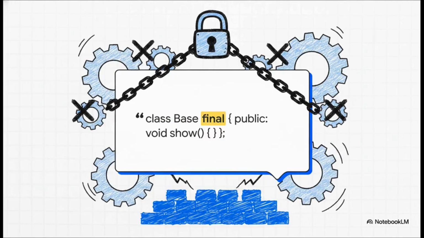Let's look closely at the actual C++ syntax for a second. We write class base, and then right after the class name, we just drop in the keyword final. Then we open our brackets and define the class, like throwing in a public void show function. Just by adding that one single word, final, right there, you've completely locked the whole class down. It is literally impossible to inherit from now.